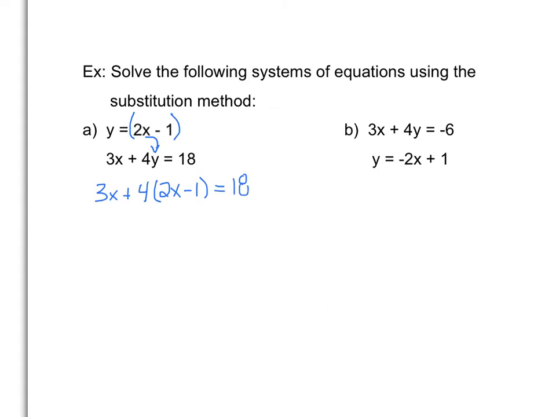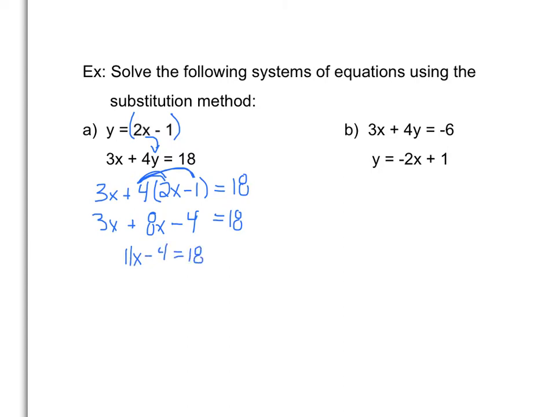Now I have an equation that only has x's in it, and I can use my algebra skills to solve for x. The first thing will be to expand this bracket. I distribute the 4 to everything inside the bracket. So 4 times 2x is 8x. 4 times negative 1 is negative 4. And up here we still have our 3x. Now I'm going to collect like terms. 3x plus 8x gives me 11x minus 4 equals 18.